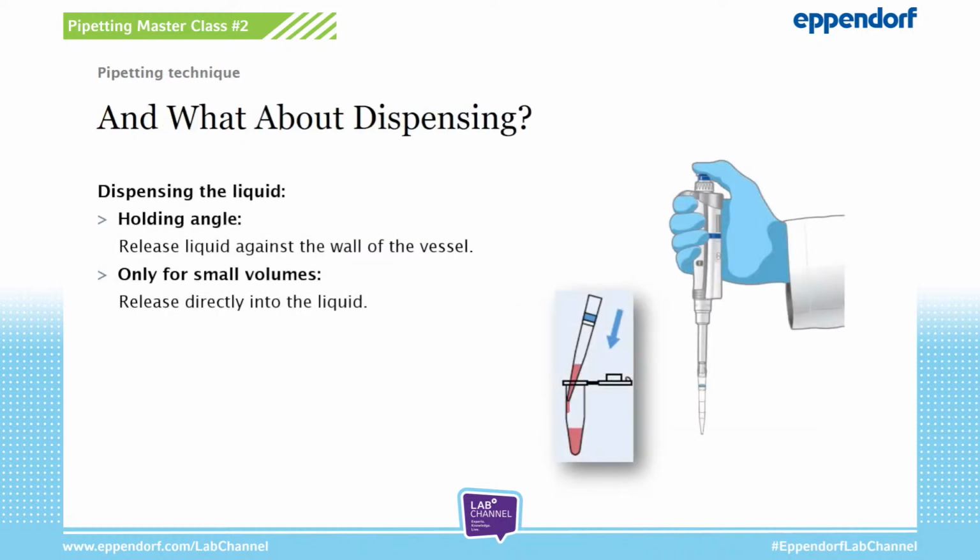And what about dispensing? So here we can relax for the most part. So ideally, dispense the liquid against the vessel wall. If you are pipetting smaller volumes, dispense them directly into the liquid if possible. So as long as there is already some liquid in the vessel.